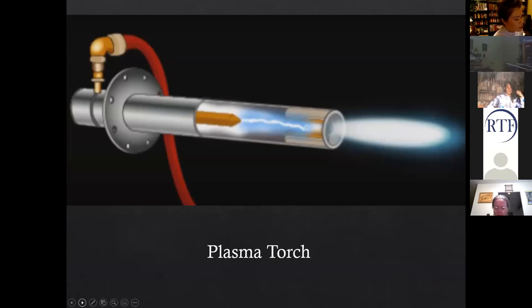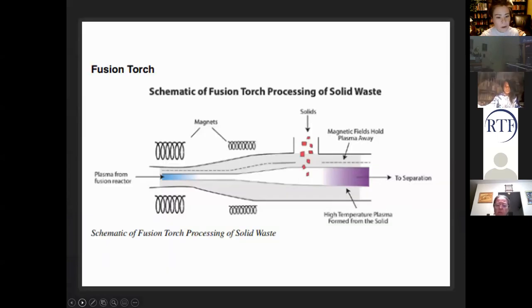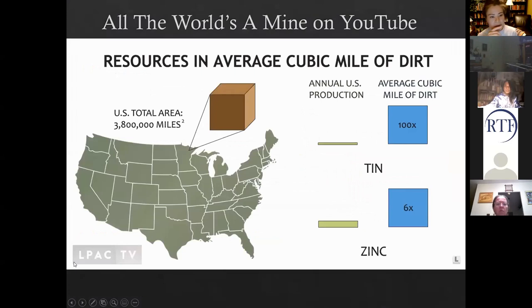We can make material that we can't even make today with the fusion plasma torch. I don't really have time to go over how it works, but you can check out the video, All the World's a Mine, and it goes through it very nicely. And again, you don't have to do this, right? Because you can just break down any of the material you don't want to use anymore that normally you would consider waste, and you could reuse it and it would become a resource. So again, in the future, our whole relationship to waste and resource is completely revolutionized.